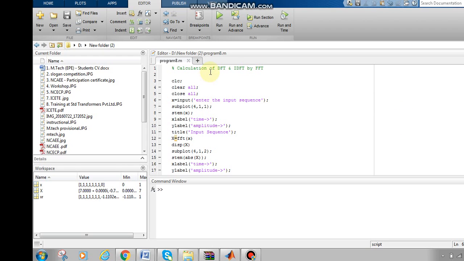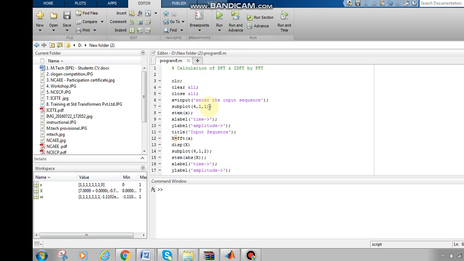Program 8: calculation of DFT and IDFT by the FFT method, that is, by using the fast Fourier transform method. In the theory class, we have already studied four types of FFT algorithm: radix 2 DIT FFT, radix 2 DIF FFT, radix 2 inverse DIT FFT and radix 2 inverse DIF FFT. All four methods are already covered in the theory class. In MATLAB programming, I will be explaining only the radix 2 DIT FFT method.